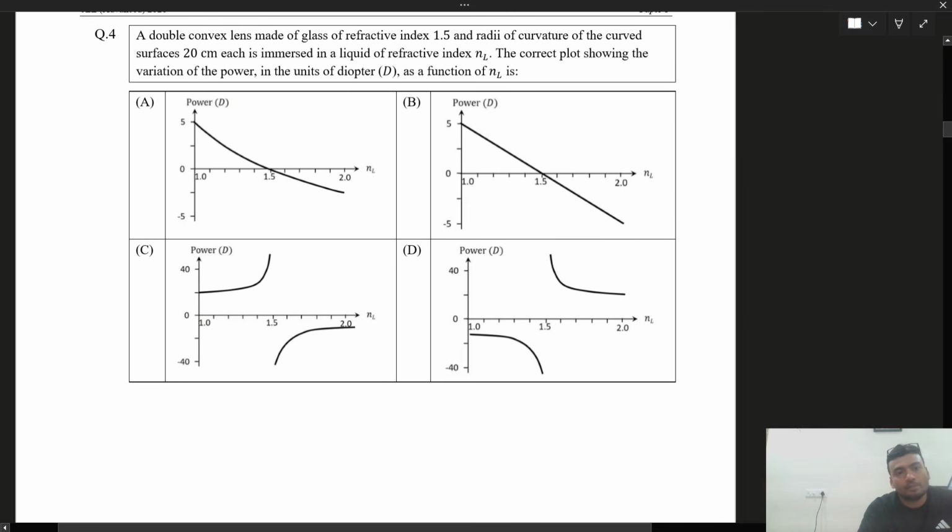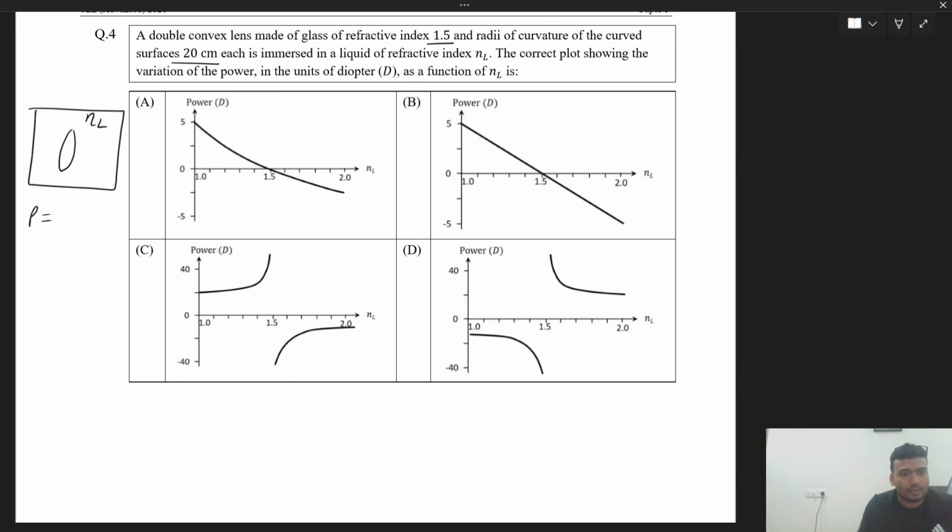Question number 4, you have a double convex lens. Refractive index is given to you, beta, and both sides have the same curvature of 20 centimeter, and it is placed inside a medium of refractive index eta L. So basically you have this medium of eta L, and then you have this lens, right?